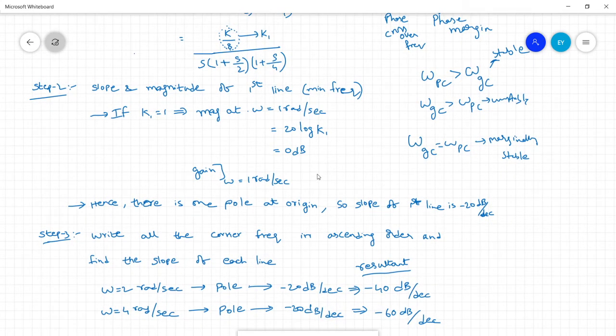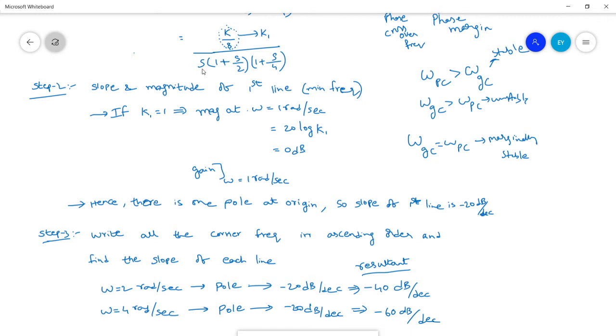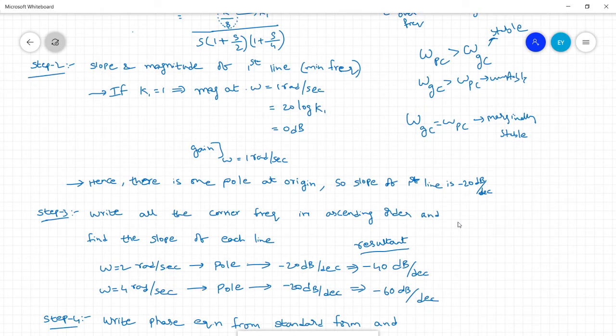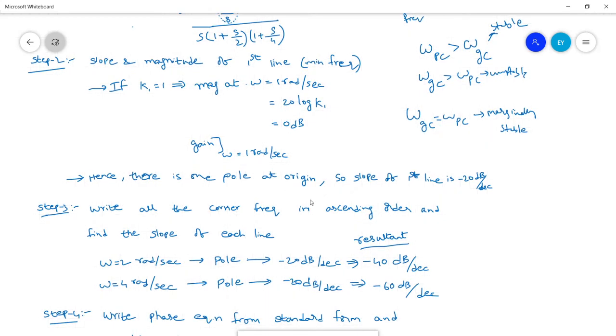Here in the transfer function, if you observe, there is one s term, that means one pole at origin. So it is given as one pole at origin, that means the system is a type 1 system. For a type 1 system, as we discussed in the introduction to the Bode plot, the slope of the first line will start at minus 20 dB per decade. Right? If you remember the first lecture of Bode plot, we discussed type 1 system, type 2 system, and based on that the first line will start.